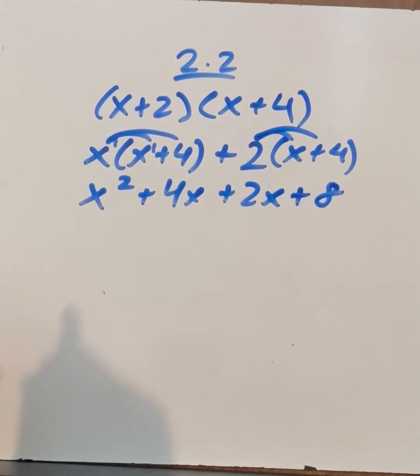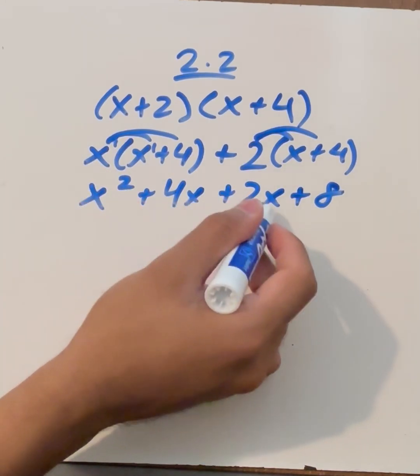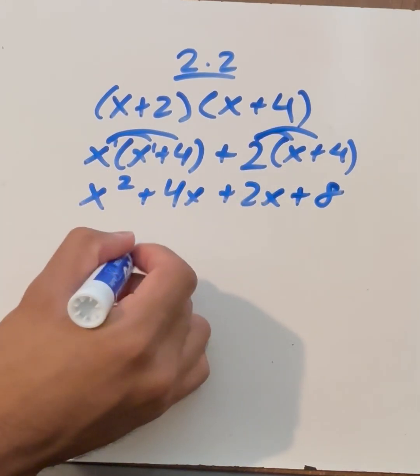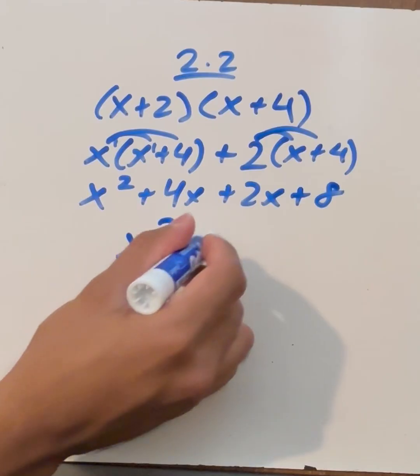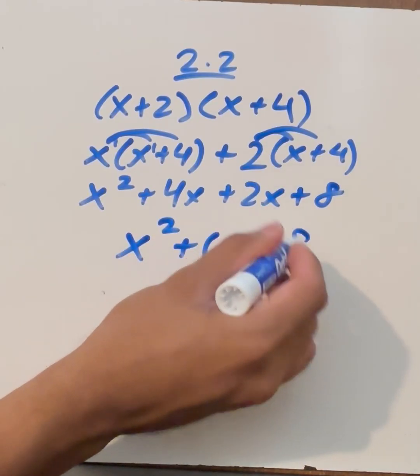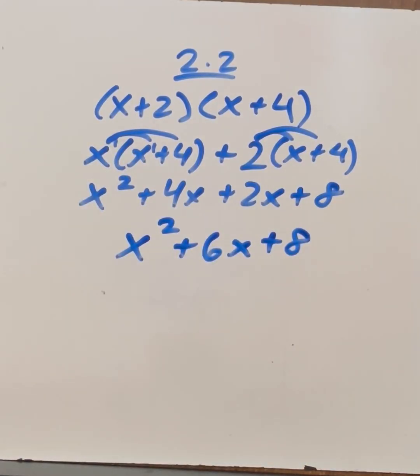The last thing we need to do is combine the 4x and the 2x because they're like terms. And so we would get x squared plus 6x plus 8. And that's your answer.